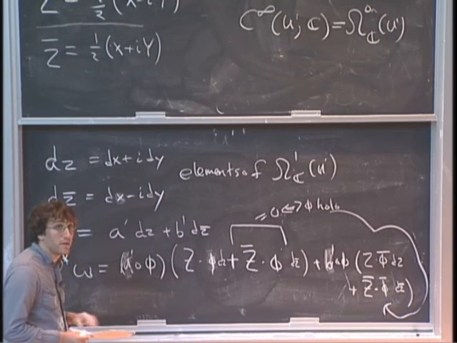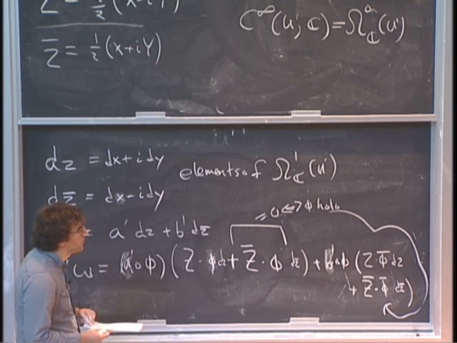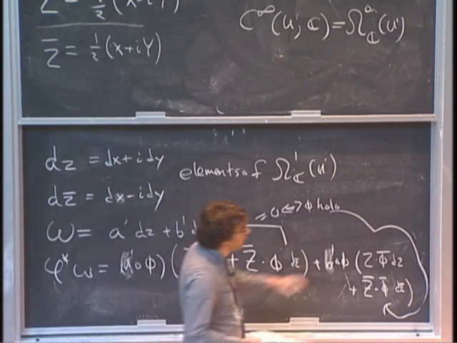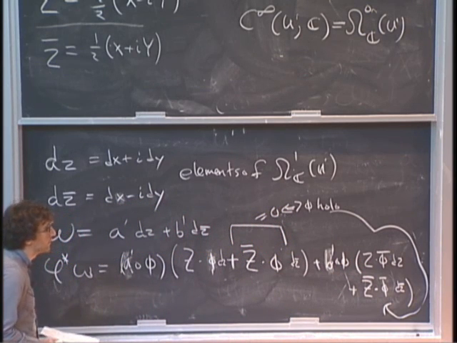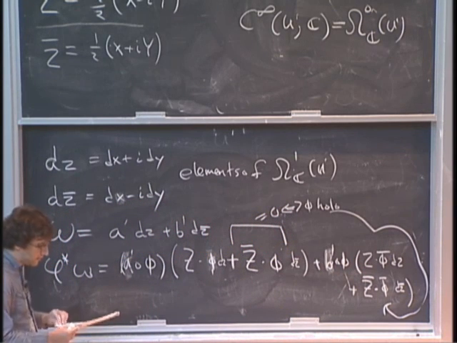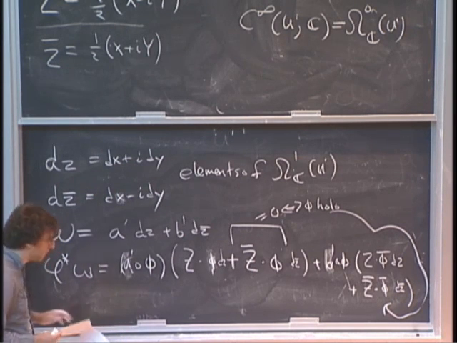Okay, so I'm out of time, but next time I'll finish up with this. We'll see how this d operator splits into operators on forms, and then we'll use that to talk a little bit about the de Rham cohomology groups of Riemann surfaces. Okay, so I'll stop here.